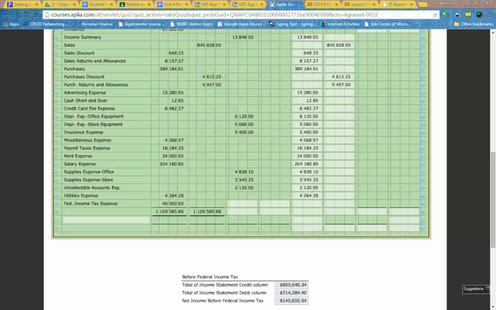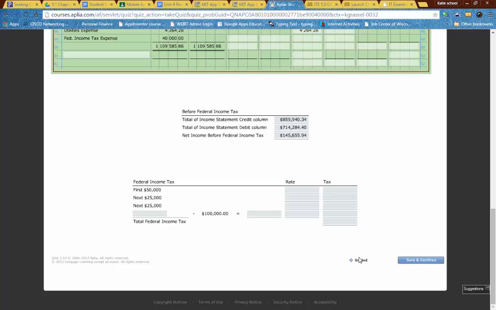Okay. So, Kelly, you got a debit number for me? Give it to me. Cents, please, again? 40 cents. Ding, ding, ding, ding, ding. Winner, winner. What does that give us for our net income? 145,655.94. Right?